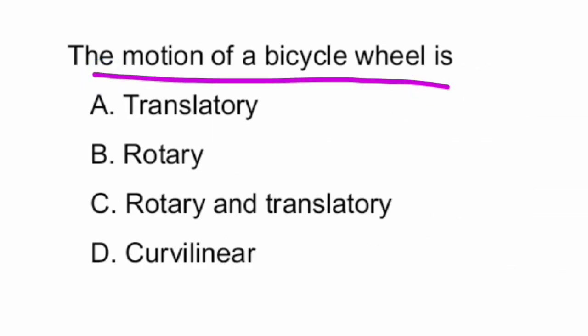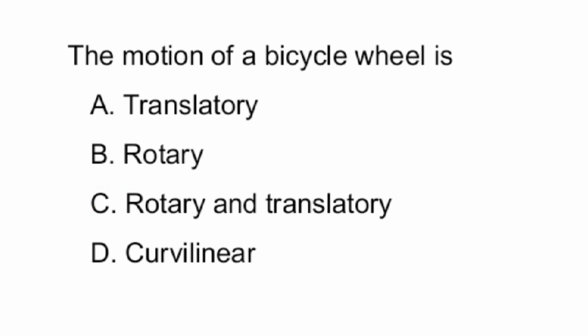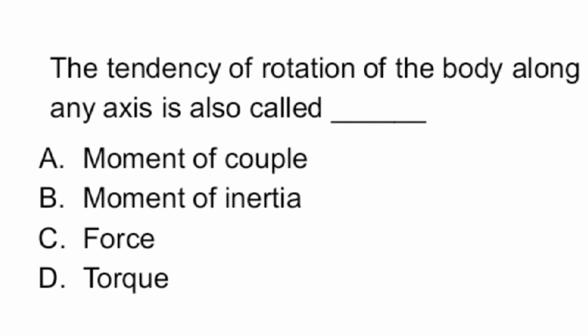The motion of a bicycle wheel is what? The motion of a bicycle wheel is rotary as well as translatory. Option C is the right answer.